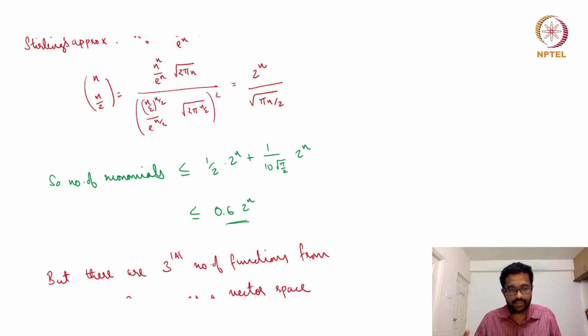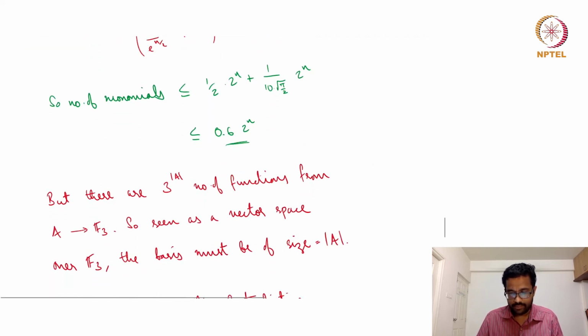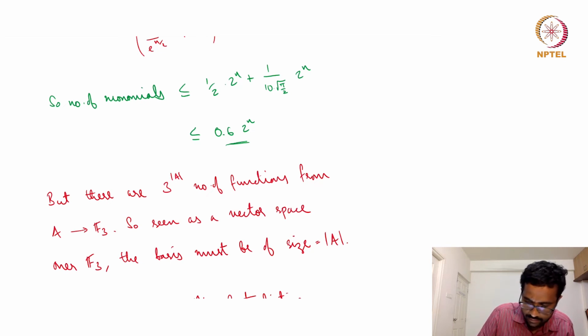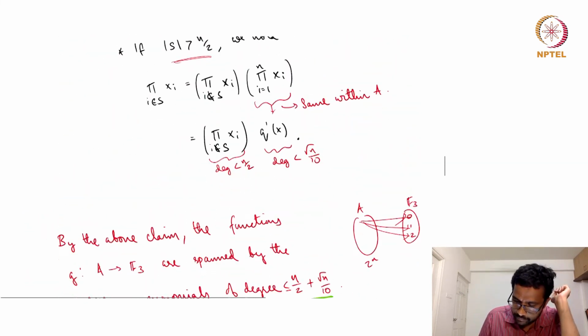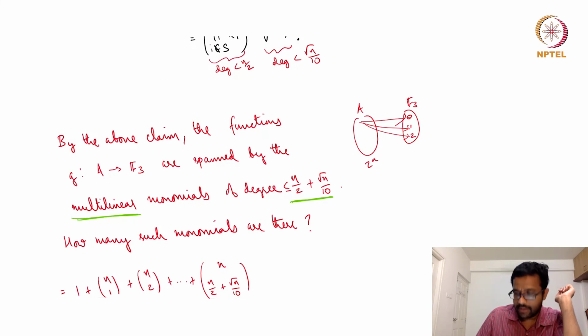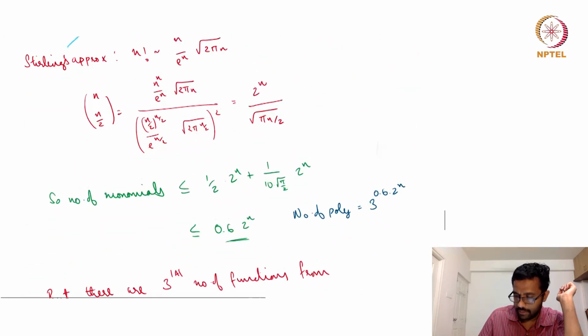And how many polynomials can we generate? Each monomial can get coefficient 0, 1 or 2, right? So it is just 3 power this. So the number of polynomials is 3 power 0.6 times 2 power n. But I have already said that the number of functions from A to F3 is actually 3 power the size of A, which is 3 power 2 power n. So there you see the mismatch.